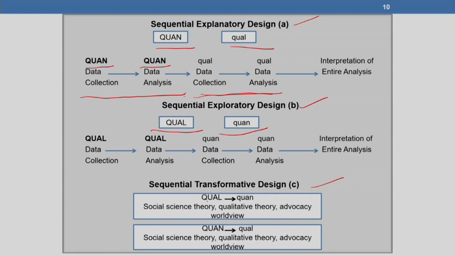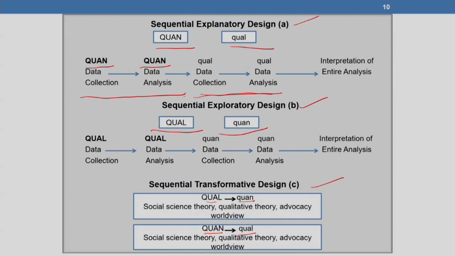We may have a dominant qual phase followed by a quant. So, sequentially the data is being collected, or the reverse with a dominant quant phase followed by a qual. However, the theory used is to be made explicit in both of these phases. Whether we are referring to a social science theory or a qualitative theory, advocacy, what the worldview is has to be made very explicit in the transformative design.